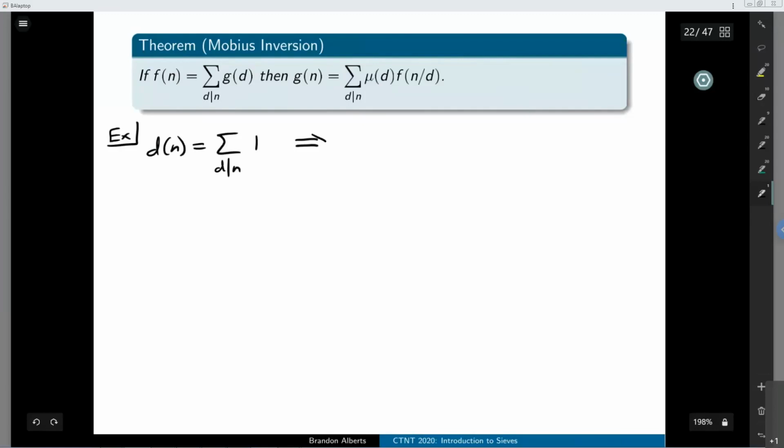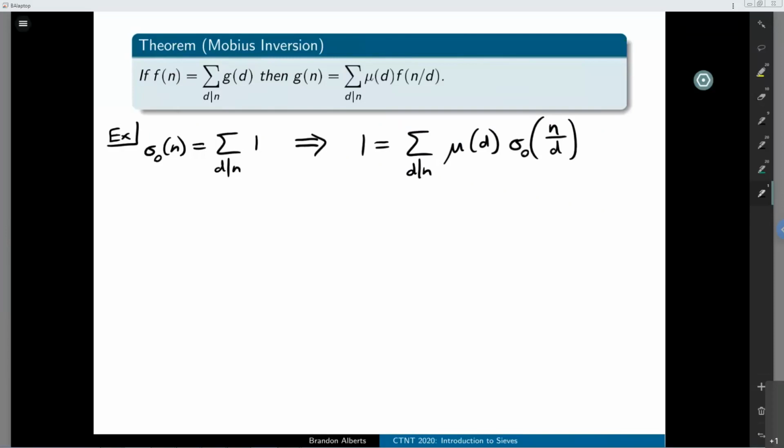Well, Mobius inversion says that we can flip the roles of those two functions. So 1, the function which is identically 1, is equal to the sum over divisors of n of mu of d times the divisor function of n over d. And I'm starting to regret using d, so I'm going to use the other notation, sigma 0. It means the same thing.